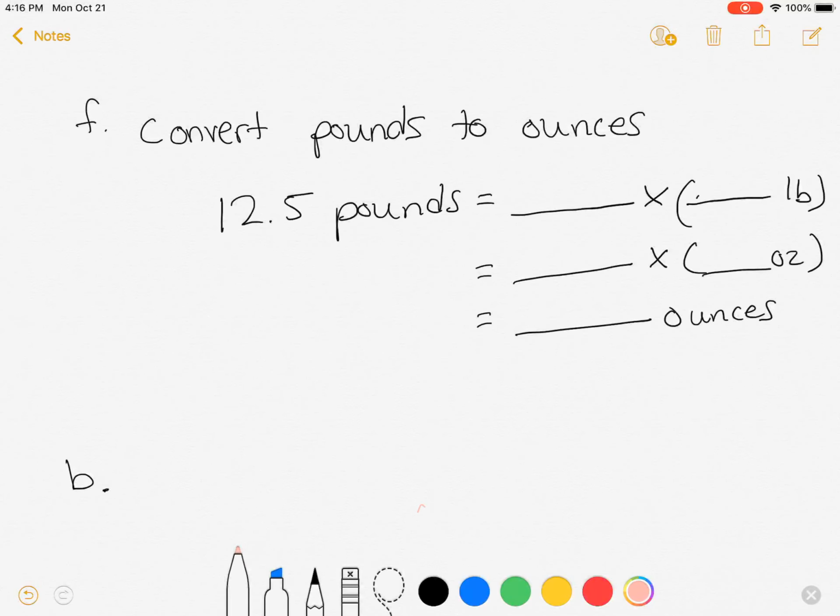Okay, so 12.5 pounds, that's another way of saying 0.5 or 5/10 is a half. So 12.5 pounds equals 12.5 times 1 pound. And then, how many ounces are in a pound? We don't know.